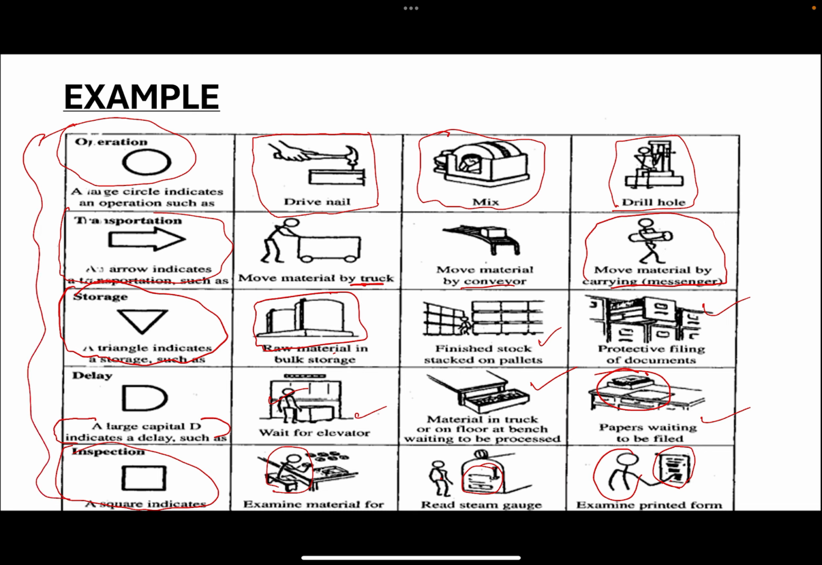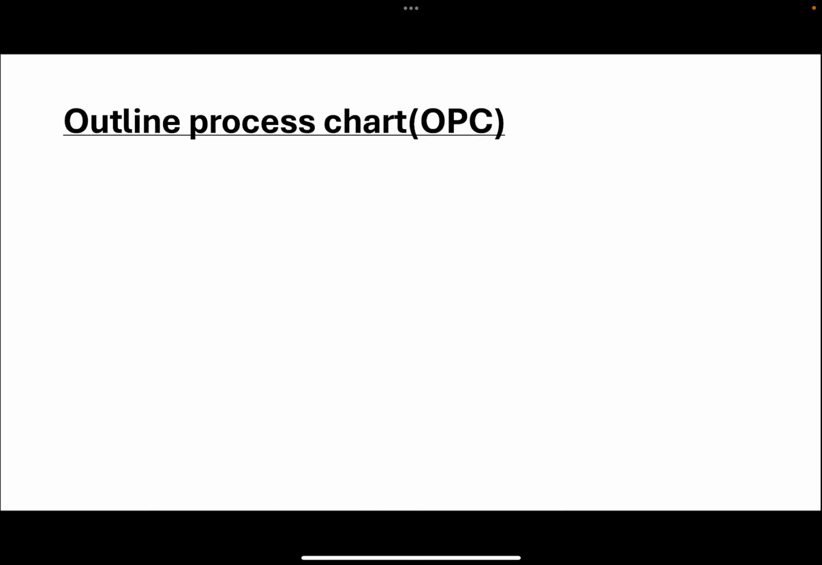Once we know the elements of work, then we will be able to draw the process chart. In the process chart, we use these elements of work to show how the job is getting done. Right? Then you can use it to critically examine and suggest a better method of doing the job.